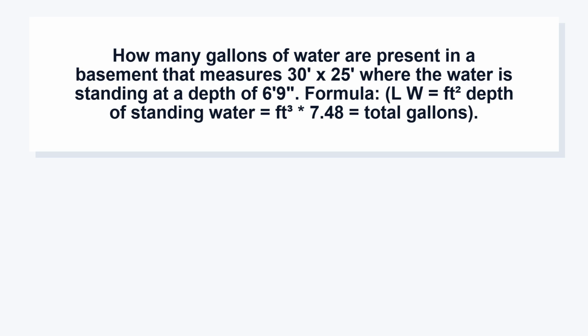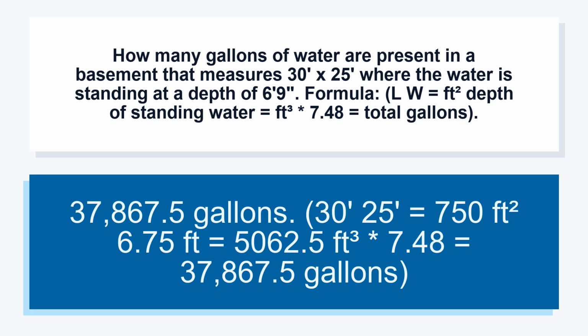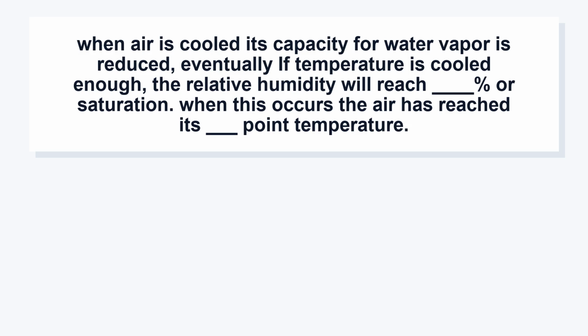How many gallons of water are present in a basement that measures 30 feet by 25 feet, where the water is standing at a depth of 6 feet 9 inches? Formula: length times width equals square feet, times depth of standing water equals cubic feet, times 7.48 equals total gallons. 30 feet times 25 feet equals 750 square feet. 6.75 feet equals 5,062.5 cubic feet times 7.48 equals 37,867.5 gallons.